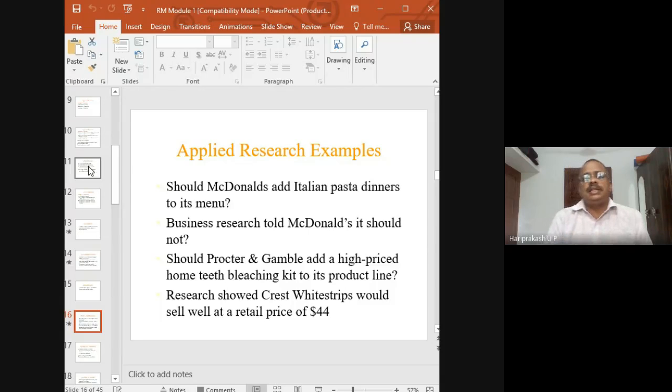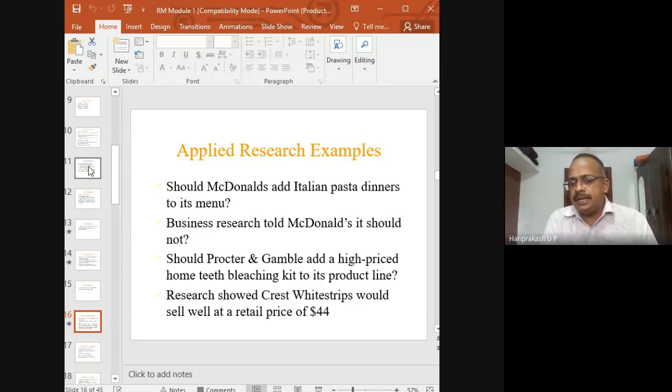So one more example is there, a company Procter & Gamble. They have certain products like toothpaste, oral hygiene products. So they wanted to know, again it is similar: should Procter & Gamble add a high-priced home teeth bleaching kit to its product line? It is the same thing, similar to the previous example, where a new product has to be added or not. Something like a bleaching kit, a product that helps to whiten the teeth.